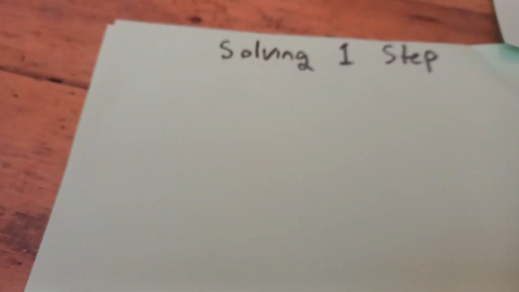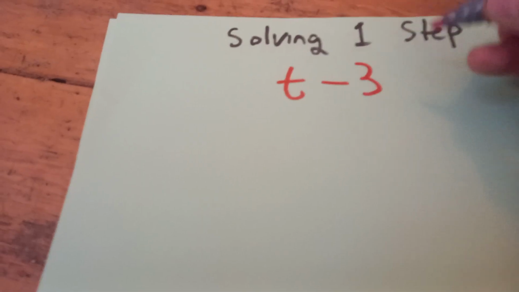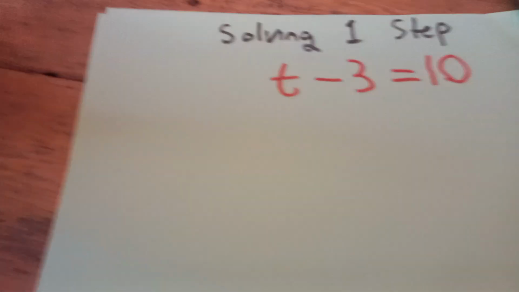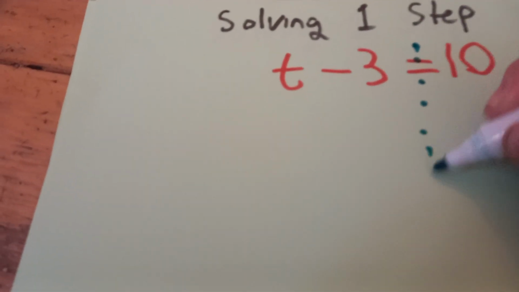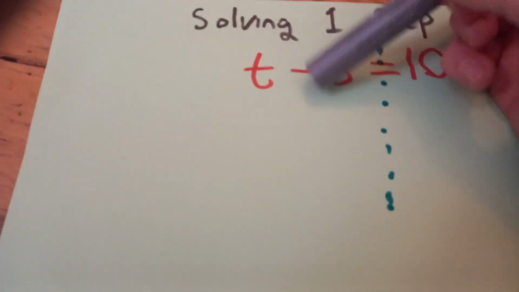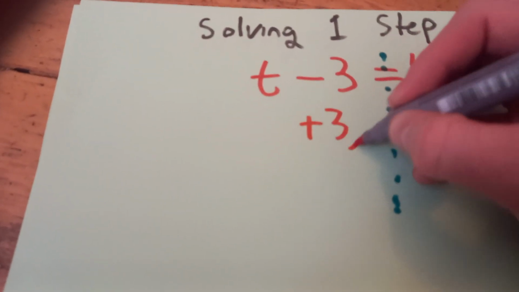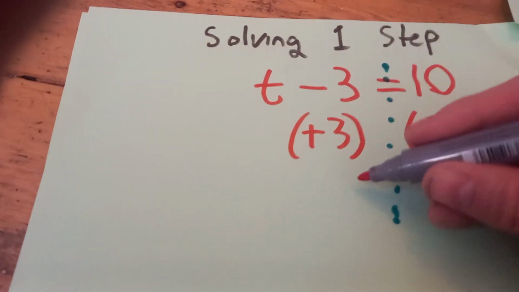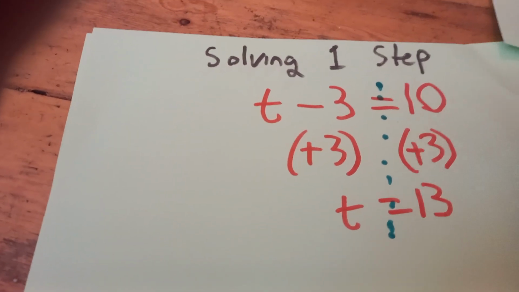Okay, let's go to the next page. Let's do something slightly different, with a different letter. t minus 3 equals 10. Again, the first thing we should always do is build a wall. Please remember always to do that. Always build a wall, and the aim is to get the t on its own. What's stopping the t being on its own? The minus 3. So we do the opposite. We plus 3 there. So t equals 10 plus 3, which is 13.